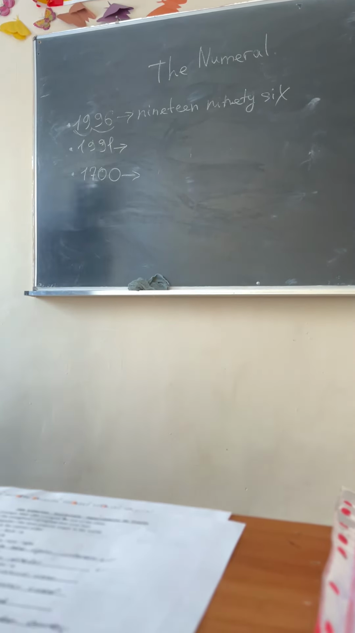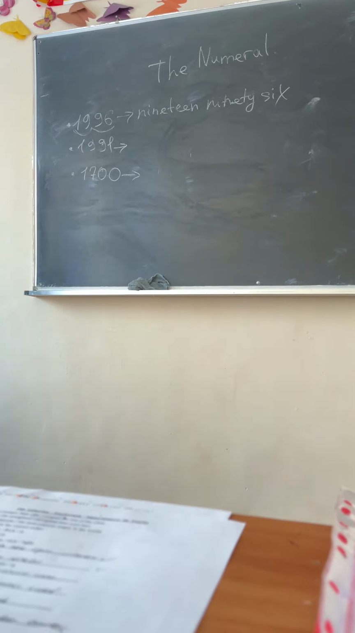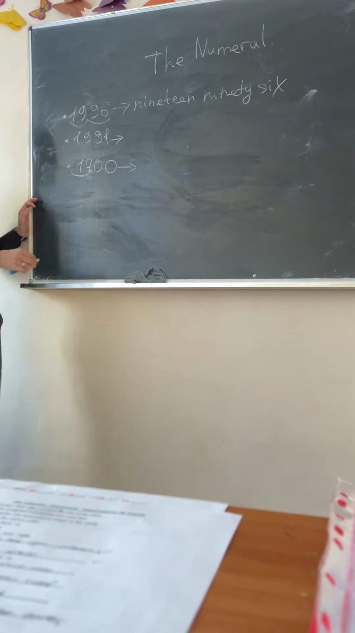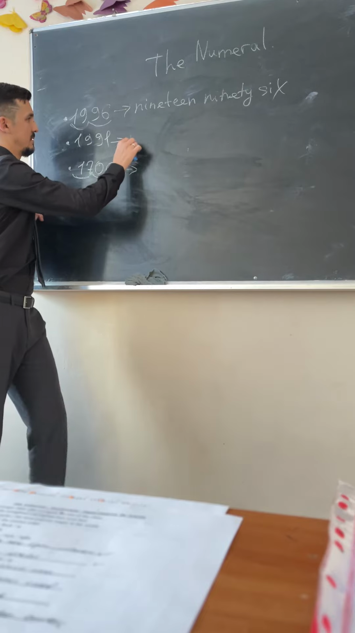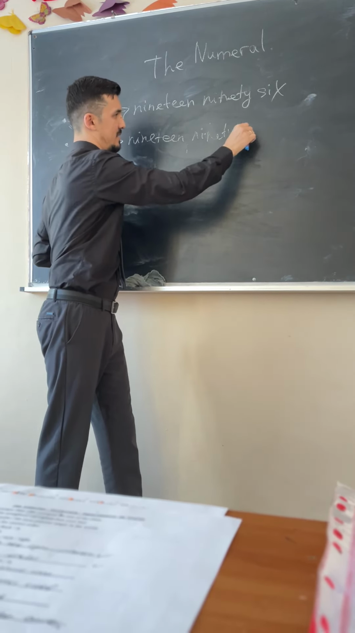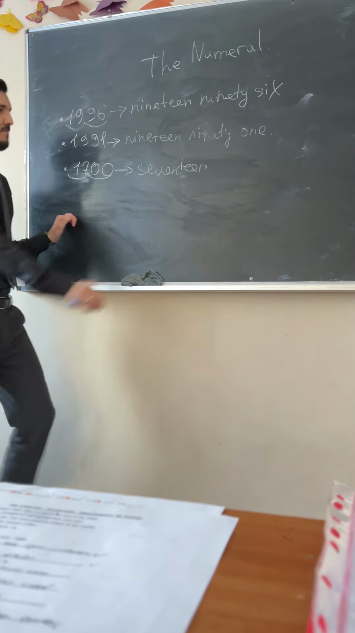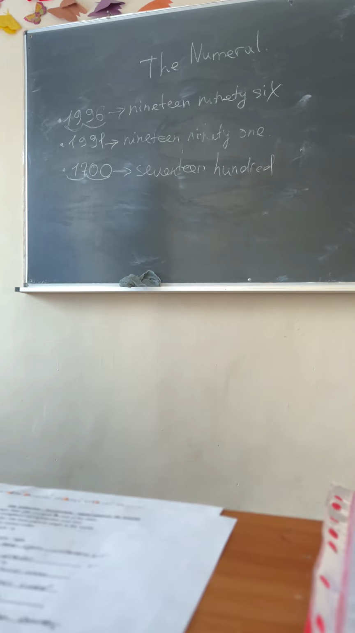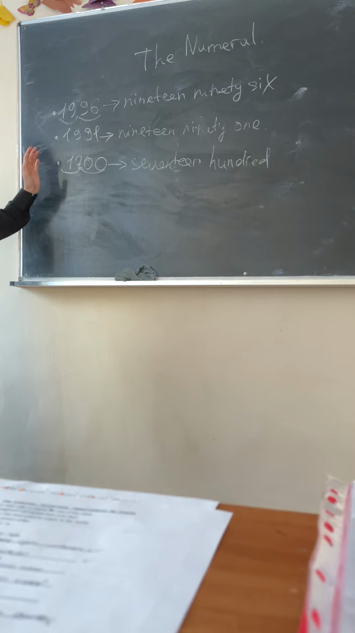17. How to say these? Again, we divide it into two parts, yes? 17, 1700. When we say the years, look at when we say the years.